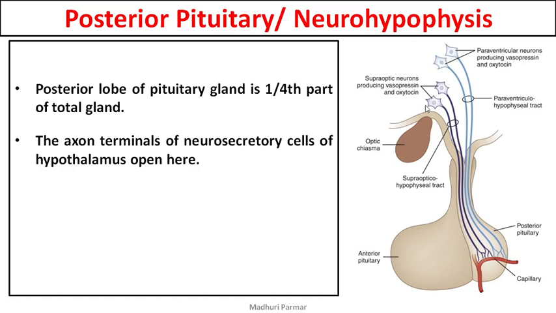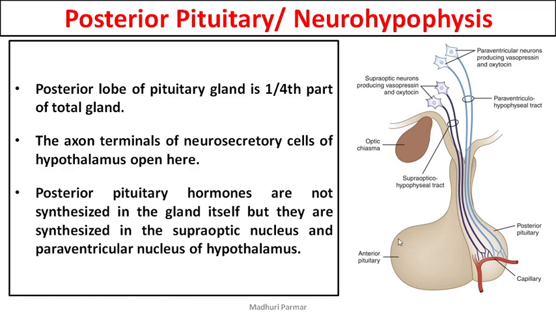Okay, so these cell bodies are in the hypothalamus, but their axons are coming down to the posterior pituitary, right? Because of this, the posterior pituitary is called the neurohypophysis. Neuro, because it is directly connected to these nerve cells. So the axon terminals of neurosecretory cells open in the posterior pituitary.